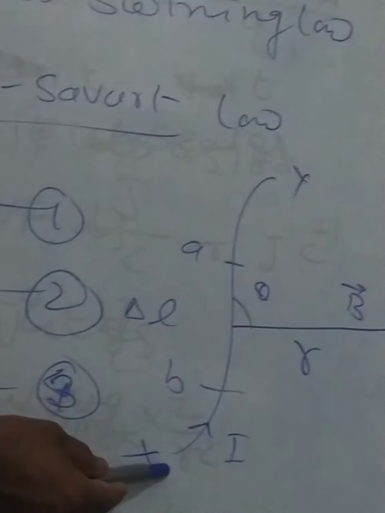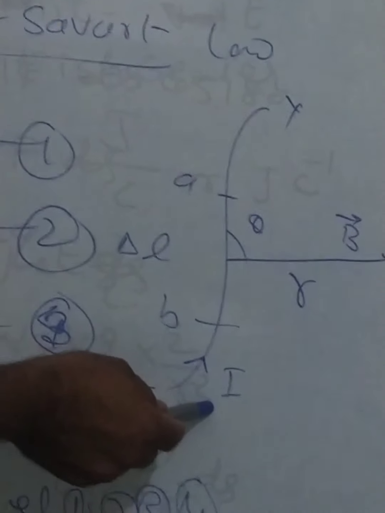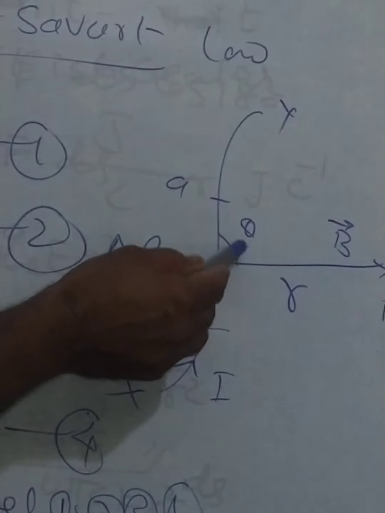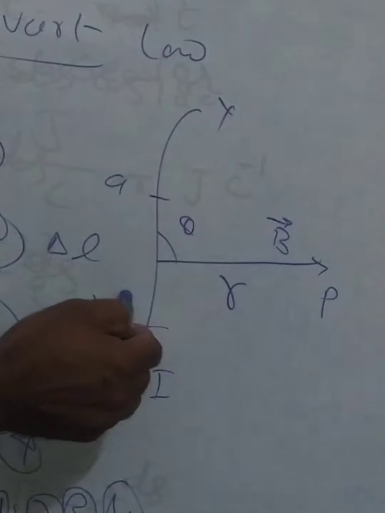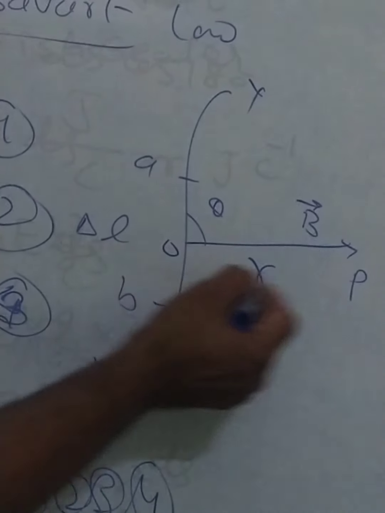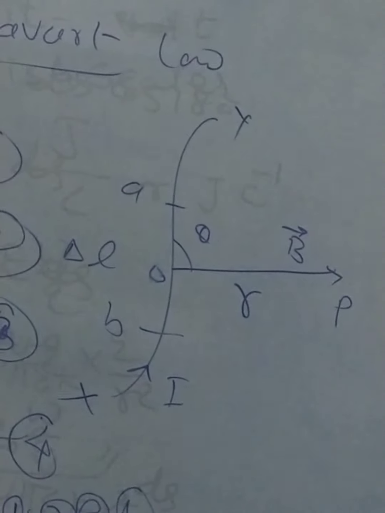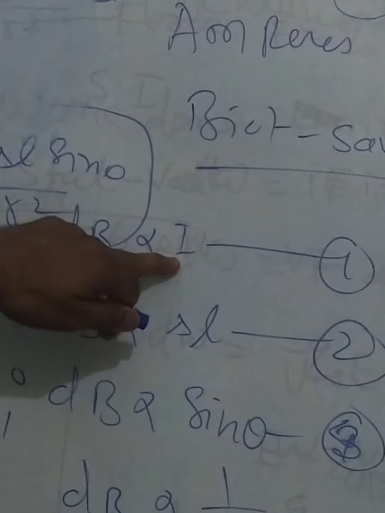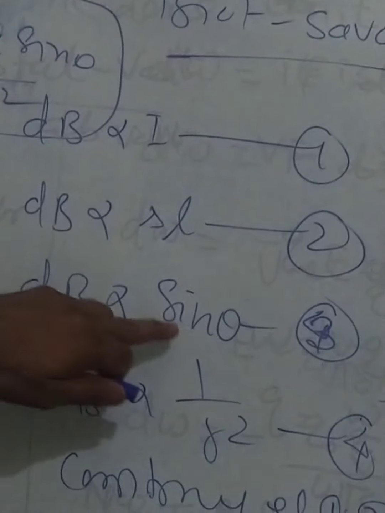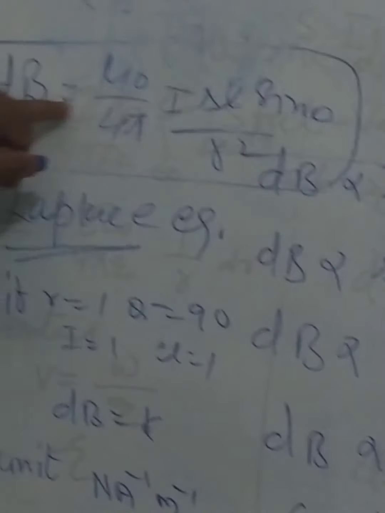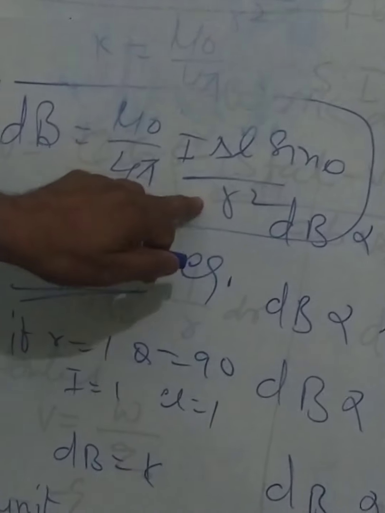Once again to recap the Biot-Savart law: he supposed that XY is a wire in which current I is flowing. He assumed a small element AB of length del L, and the angle is theta at the point P, the distance OP is r, and the magnetic field is dB. He stated that dB is proportional to current, proportional to the length, proportional to sine theta, and inversely proportional to the square of the distance. As you combine it, you get dB equal to mu naught upon 4 pi I del L sine theta upon r square. It is also called the Laplace equation.